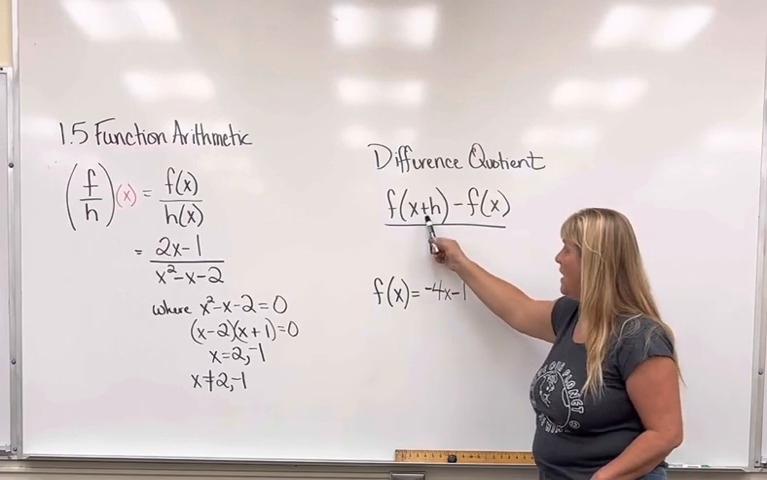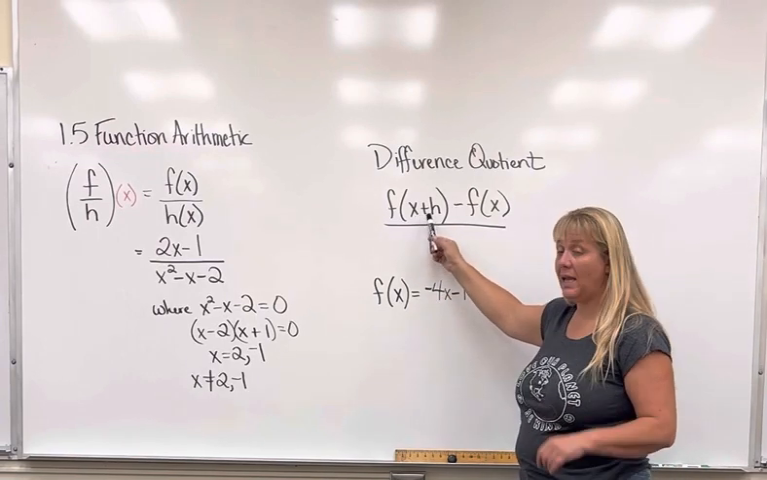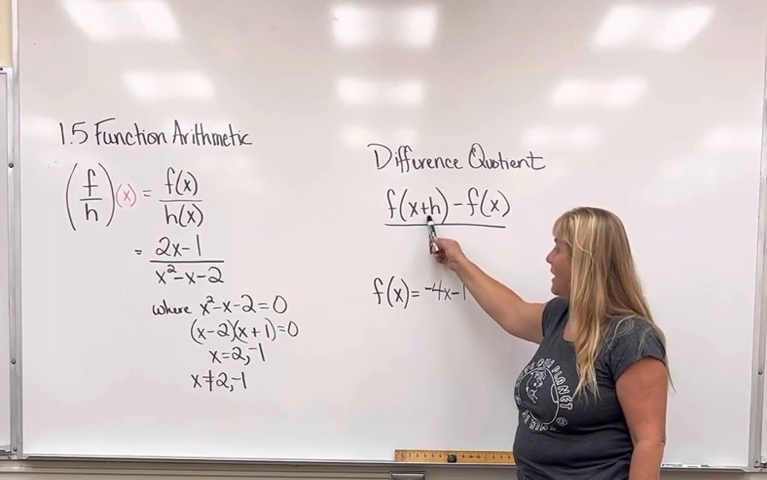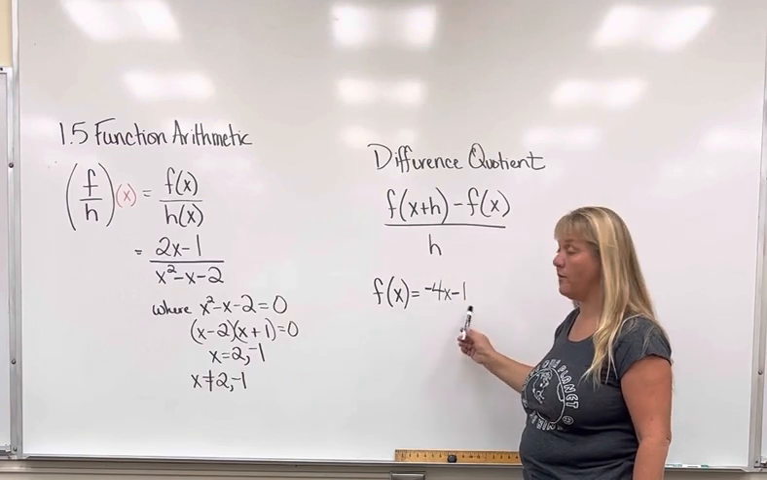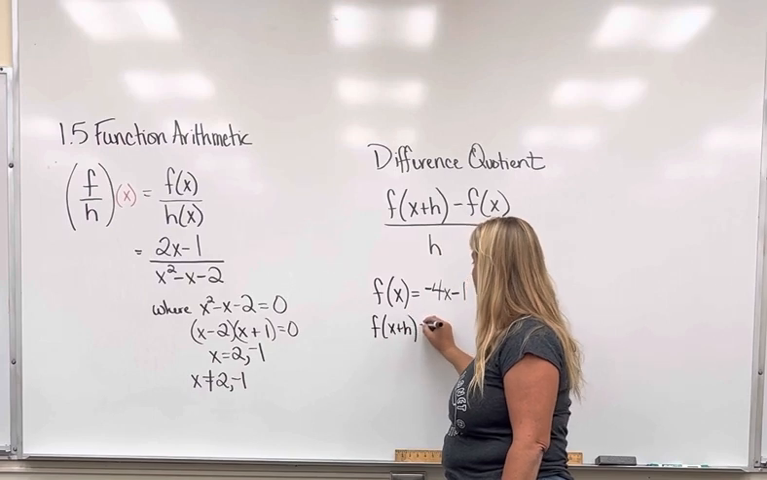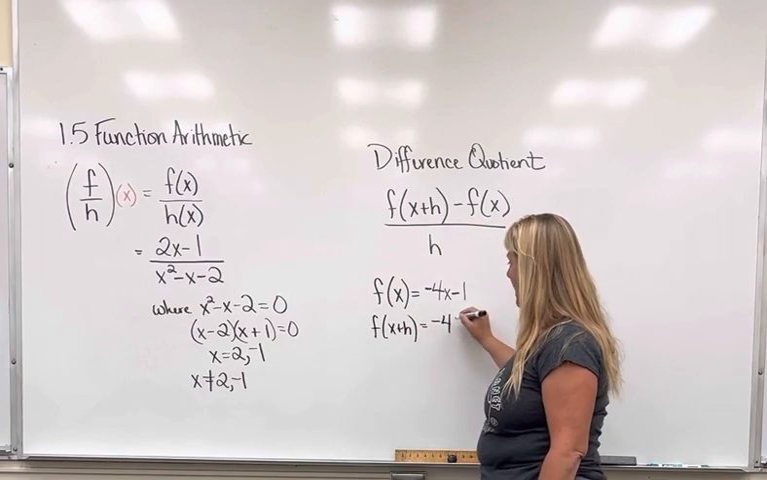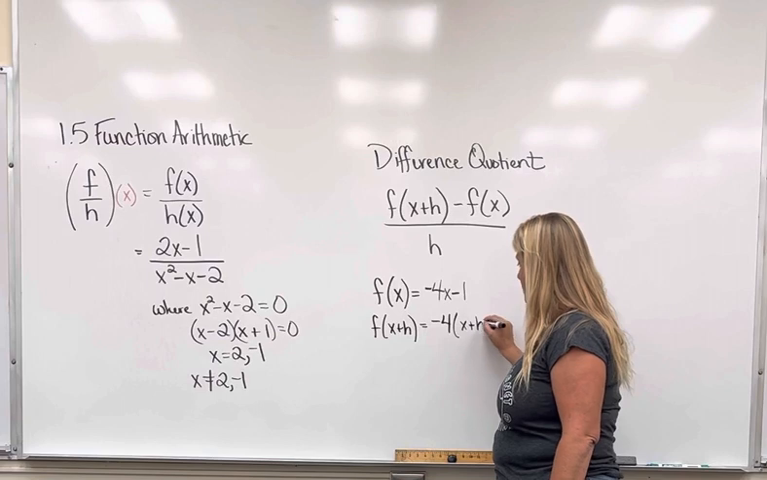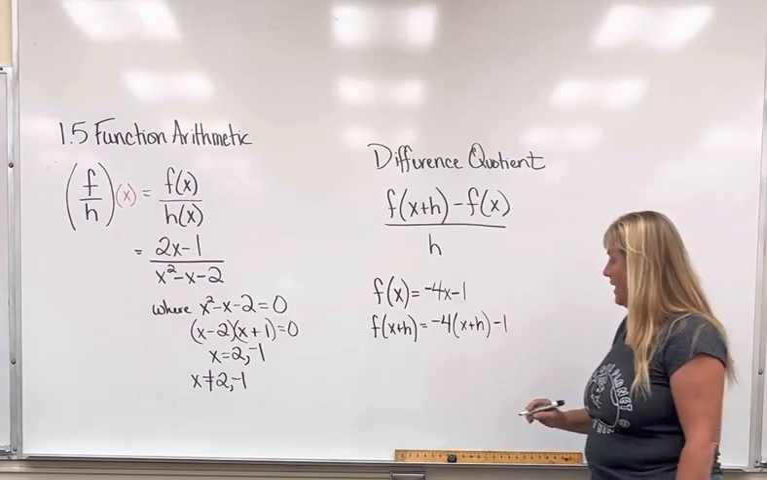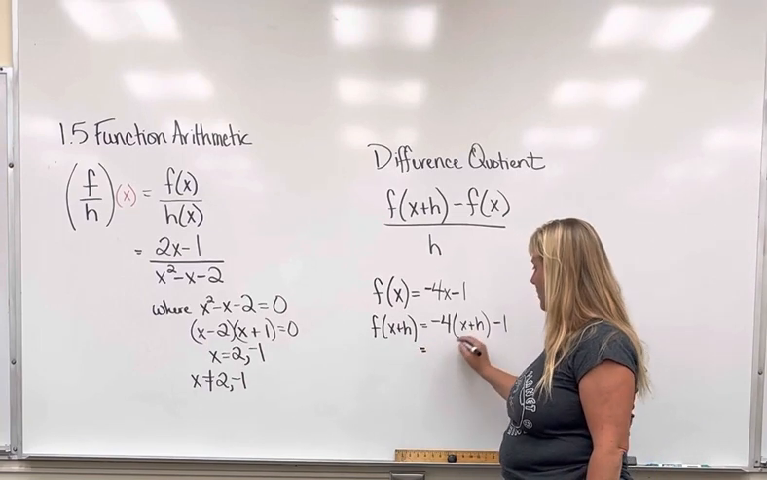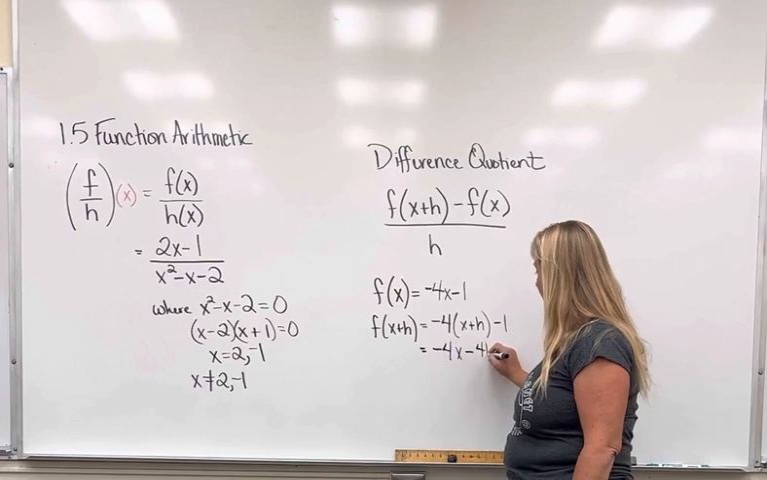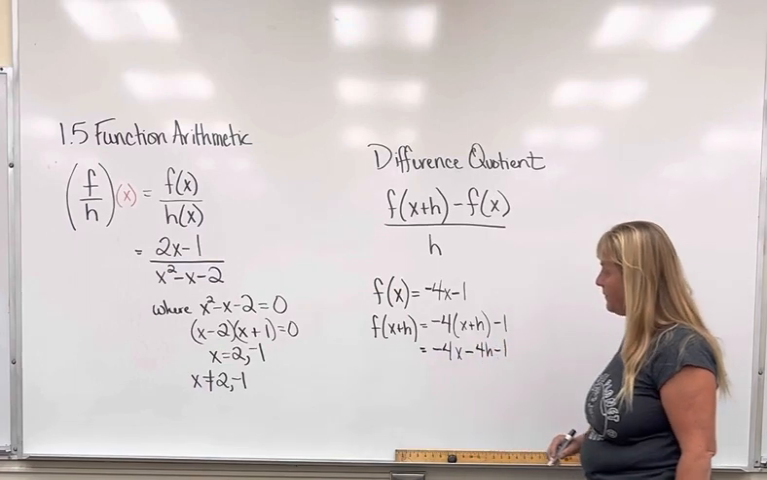Now here's the deal. This is plugging in, so if you remember from 1.4's lecture, this means that we're plugging x plus h into the function. So we're going to find f of x plus h, which means wherever we see that x, we're going to put x plus h. All right, so we'll multiply out there, so we'll have -4x minus 4h minus 1.